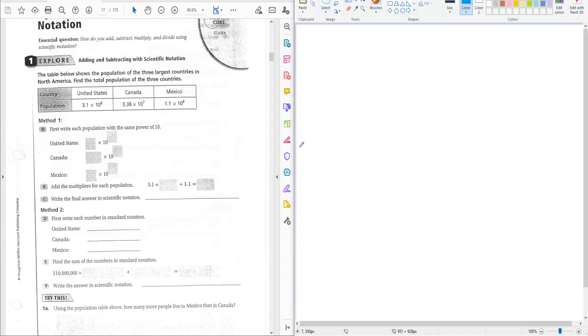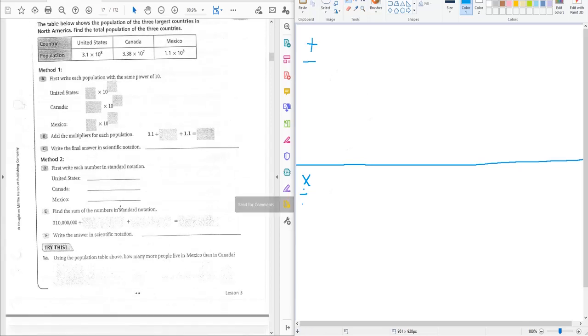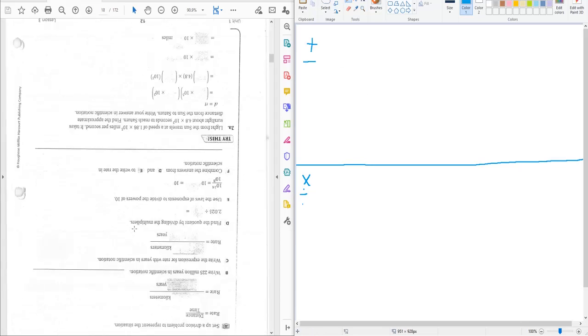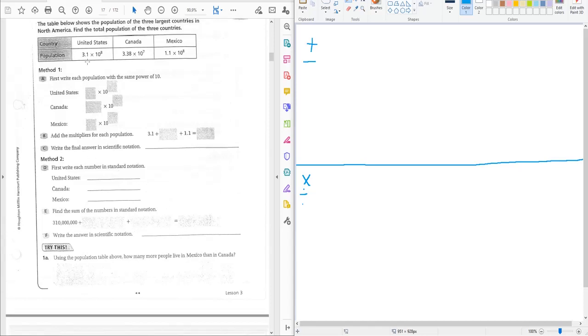One thing you need to know is that addition and subtraction have the same rules. Multiplication and division also have the same rules. So you only have to learn 2 sets of rules. First, let's say we wanted to add these two: 3.1 times 10 to the 8th added to 3.38 times 10 to the 7th.